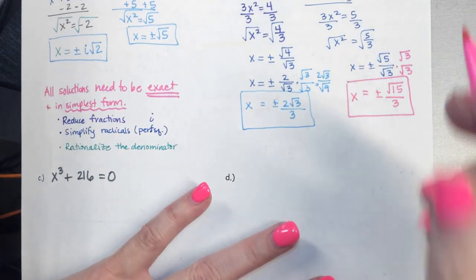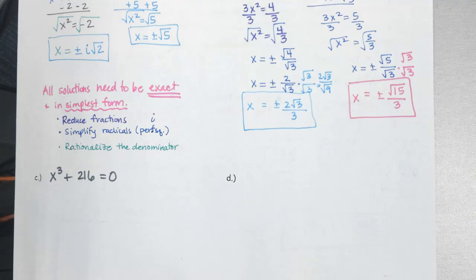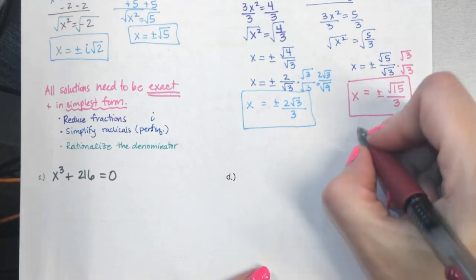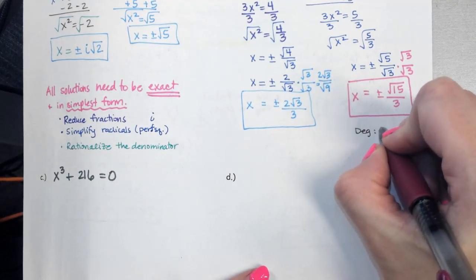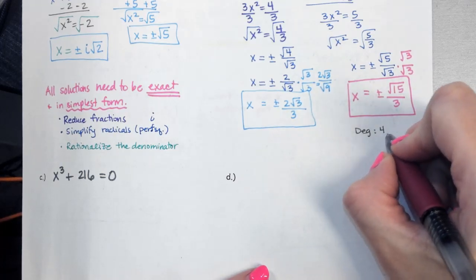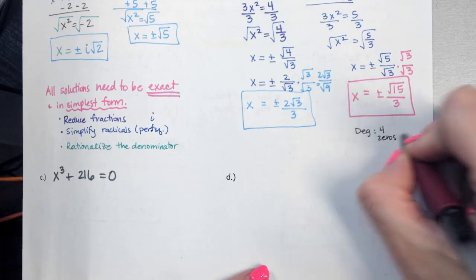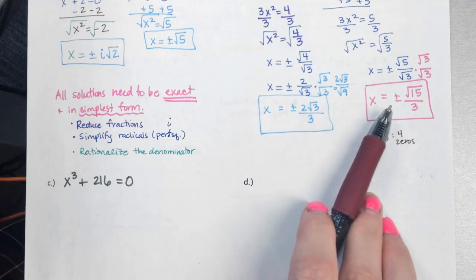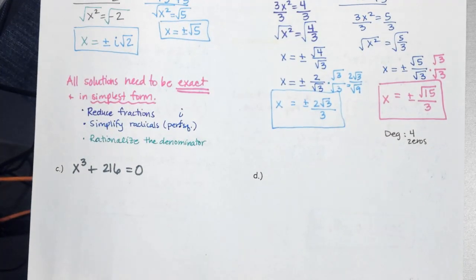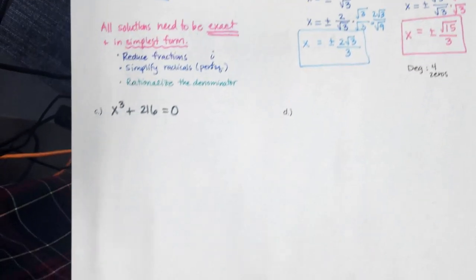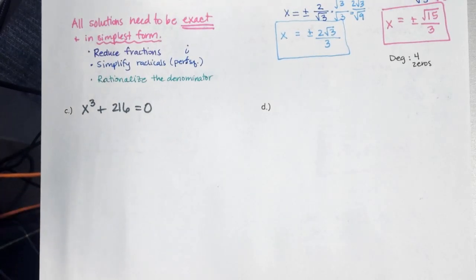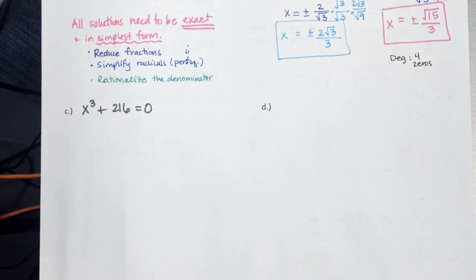Okay, and this again had a degree of 4, so you should have 4 zeros. Okay, so 1, 2, 3, 4. Okay, so we did find them all. All right, for part C, what are we working with here?